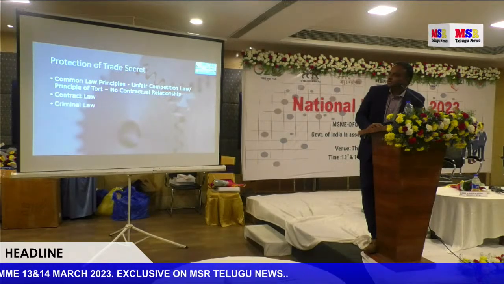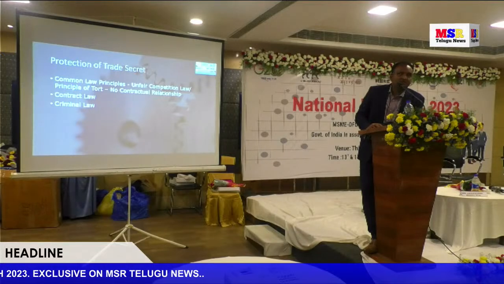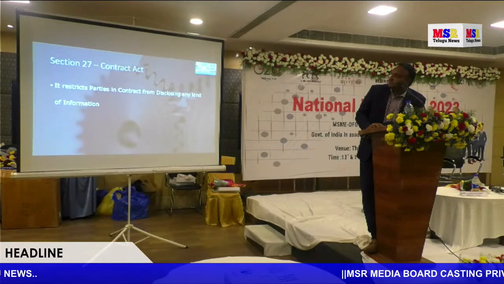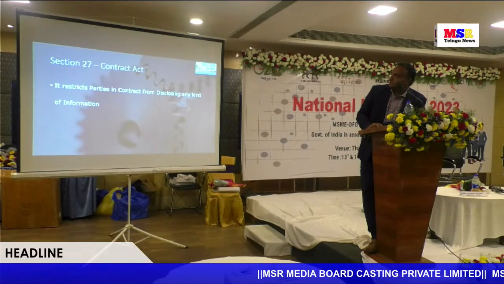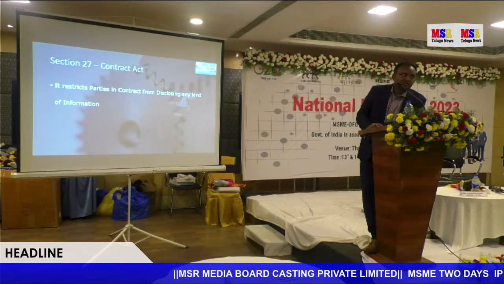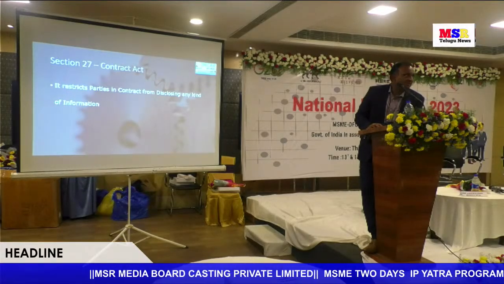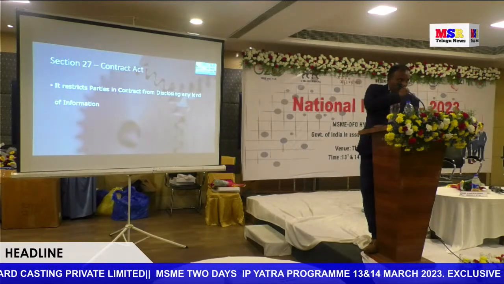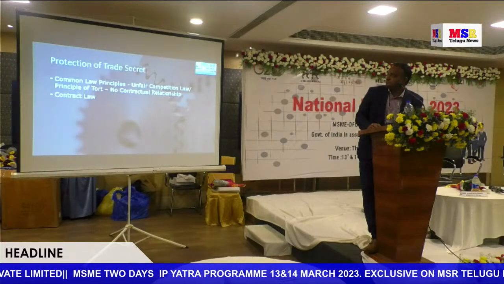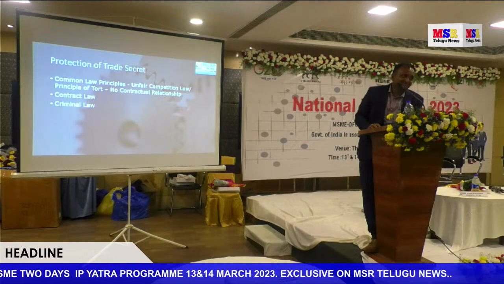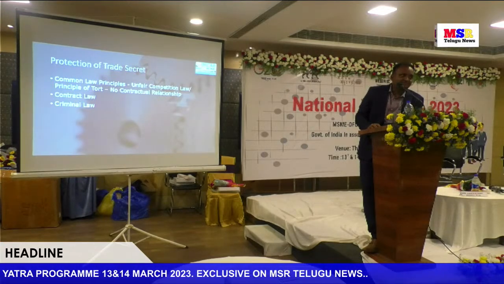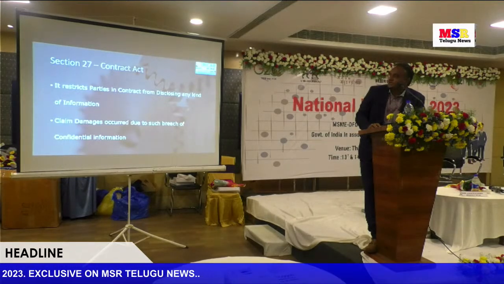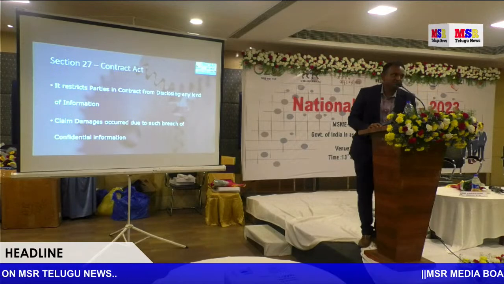Contract law also has a provision, and criminal law, breach of trust and cheating, can also come into the picture. Section 27 of the Contract Act clearly restricts parties in a contract from disclosing any kind of information to any third party. So you can even claim damages incurred due to such breach of confidential information.